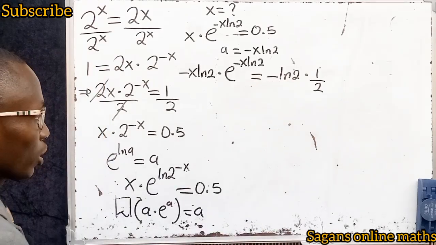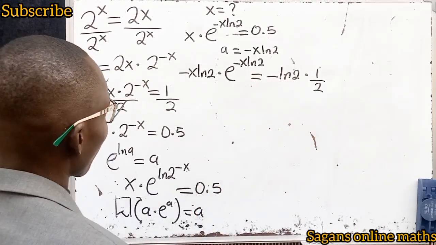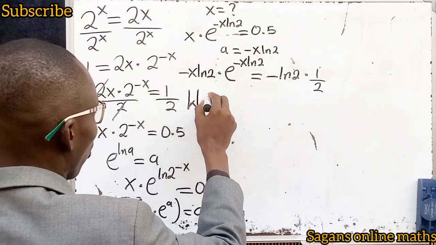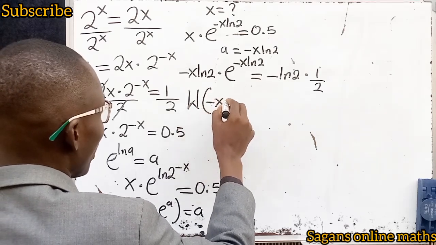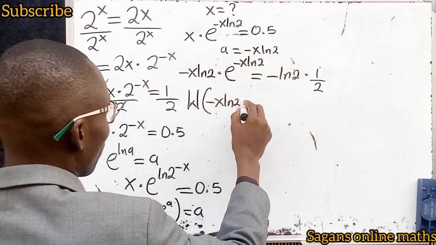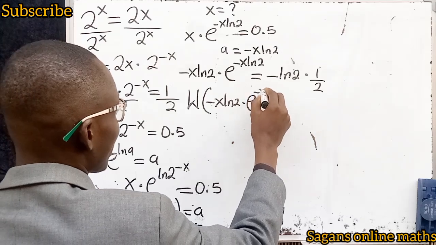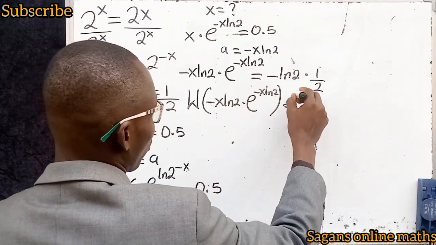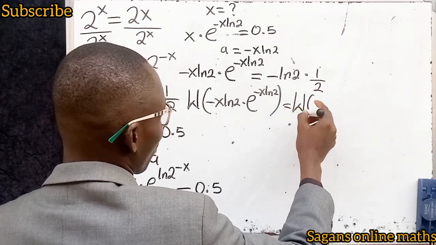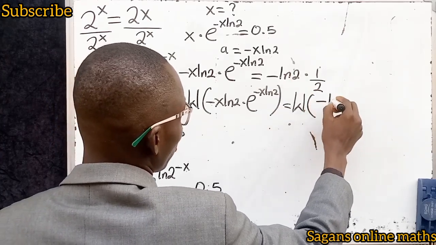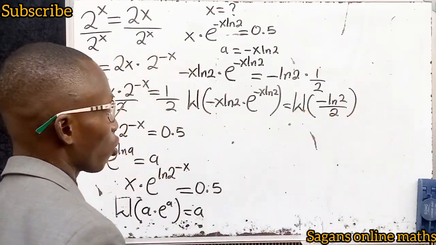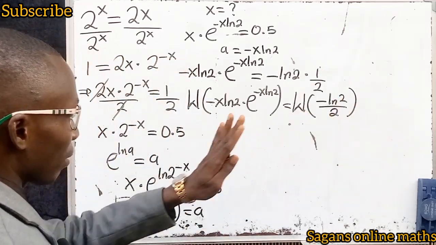This is pocket-continuous. This is amazing. Now we can take the Lambda W function of both sides. That means the Lambda W function of minus x ln 2 multiplied by e raised to the power of minus x ln 2 is equal to the Lambda W function of minus ln 2 divided by 2. Okay, this is pocket-continuous. Amazing. I love this. Perfect.